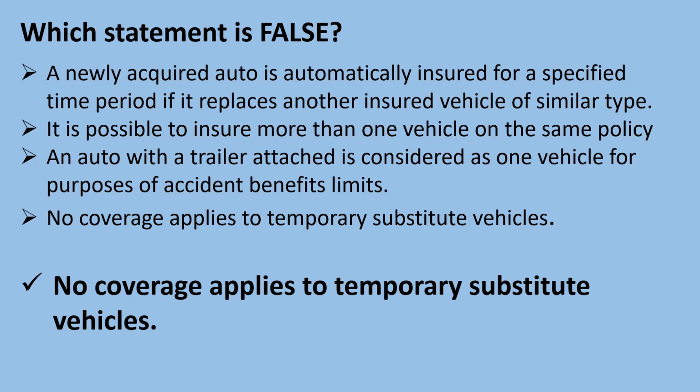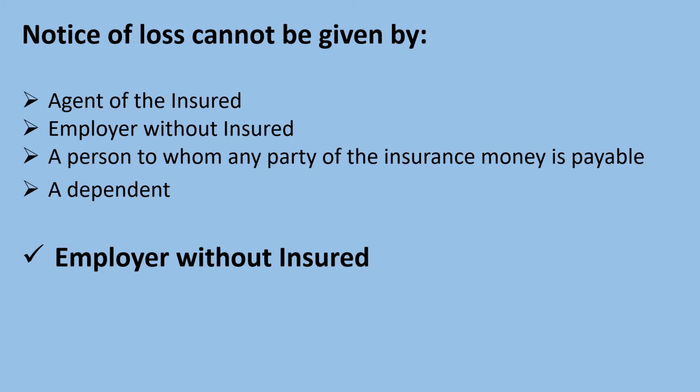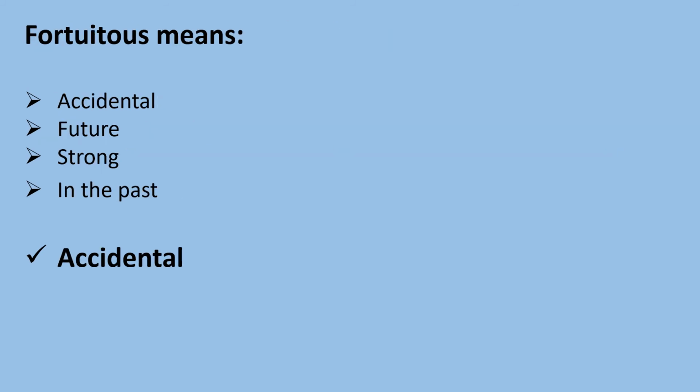This statement is false: no coverage applies to a temporary substitute vehicle. In the provision with compulsory automobile plans, no policy is issued. Proof of insurance is required of a vehicle owner, where registration, certificate and license are mandatory. Notice of loss cannot be given to the employer without the insured. Fortuitous means accidental.